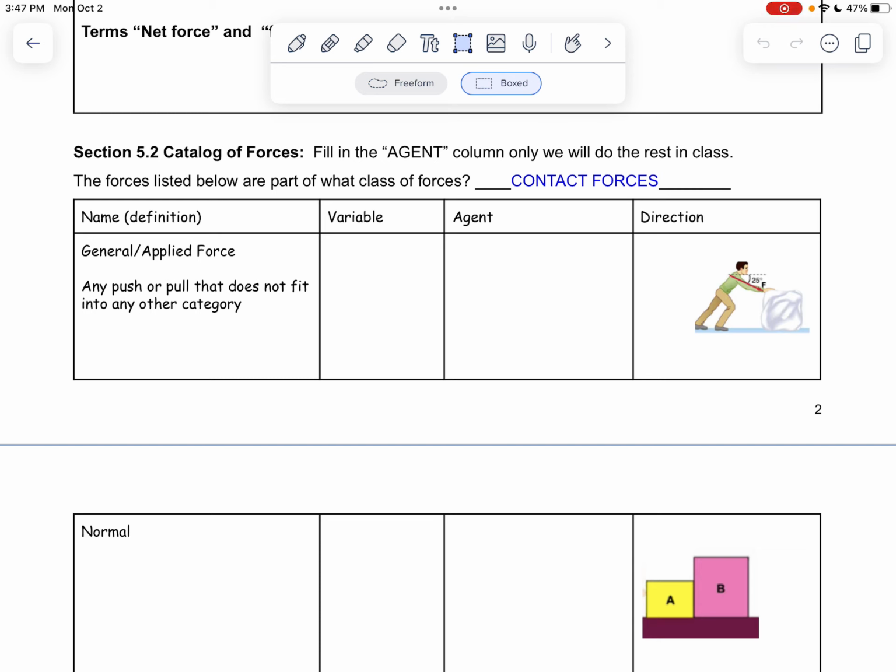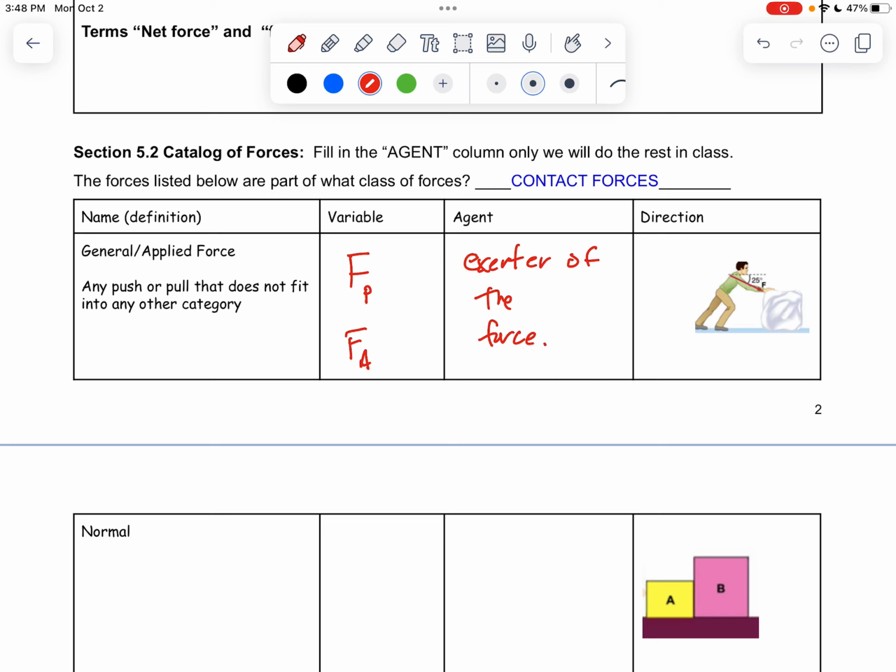It's like a general or applied force. Basically, this is any push or pull that does not fit in any of the other categories I'm about to describe. The variable that we use for this applied force is F_P. Sometimes you will see F sub A. Either is acceptable. The agent of the force is whatever is exerting the force, the exerter of the force.